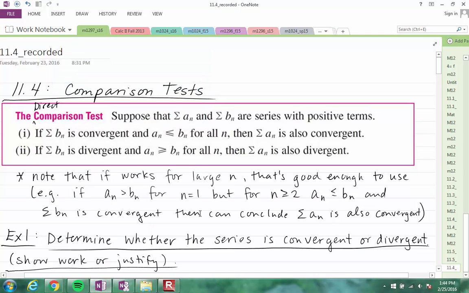Section 11.4 is the comparison test, and we're in this long series of sections where we're trying to tell whether a series is convergent or divergent. So this is going to be another tool we can use. There are two comparison tests.